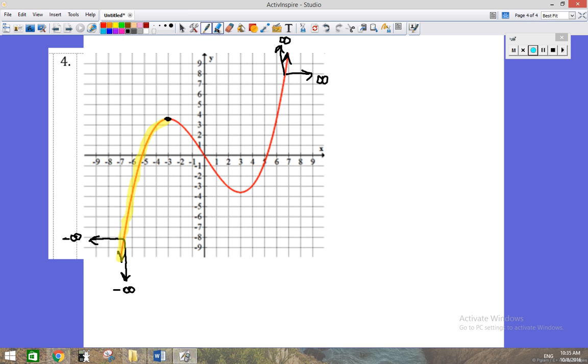and then it changes and I begin to go down as I'm moving to the right. So the function is decreasing here until I hit this point, and then it changes to increasing, and it continues to increase all the way forever. Alright, so we have two intervals where it's increasing, so we're going to need to use the union.